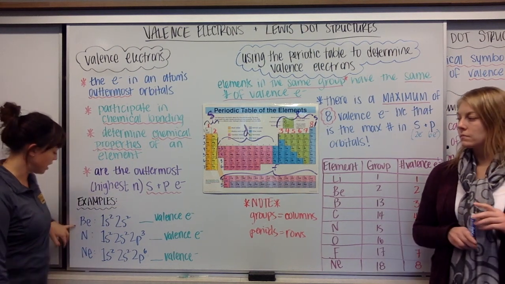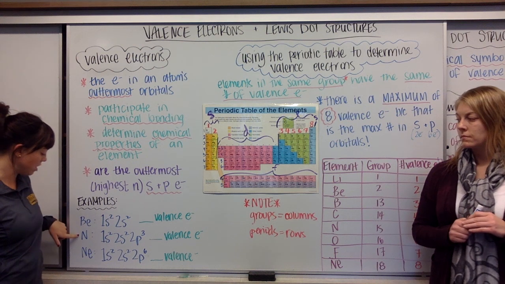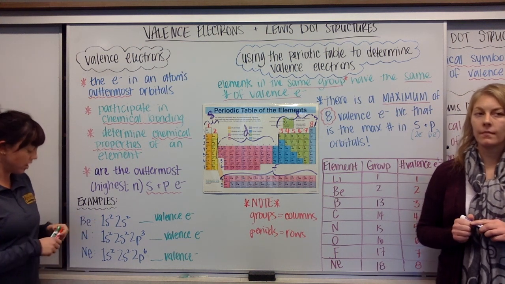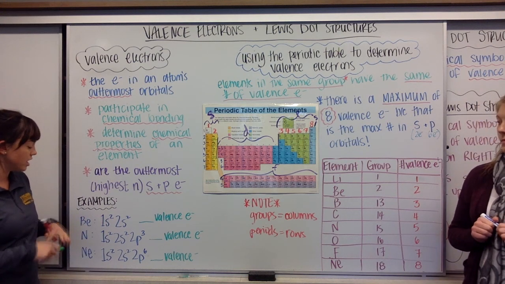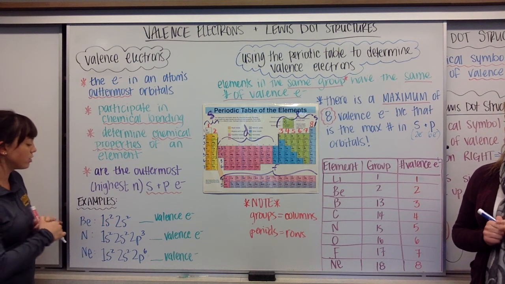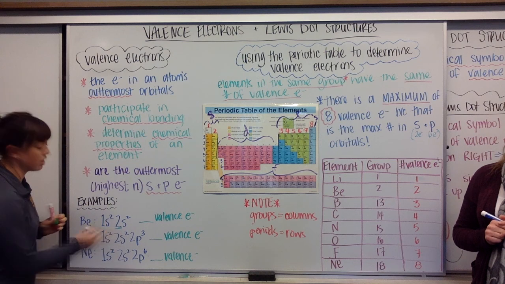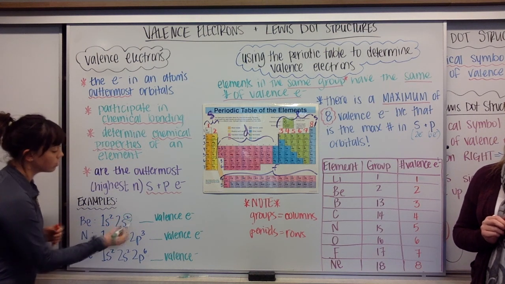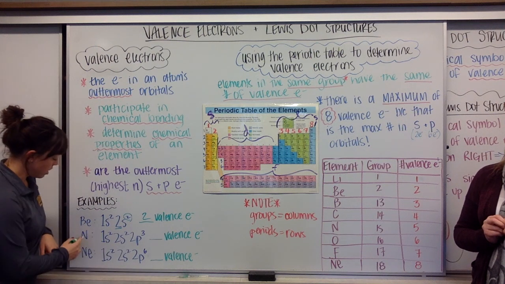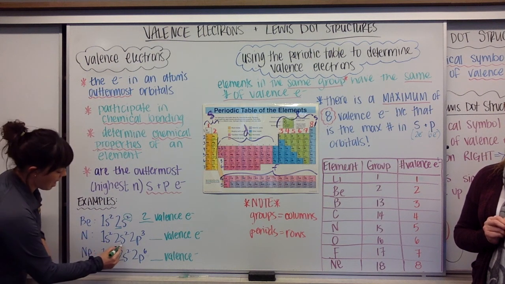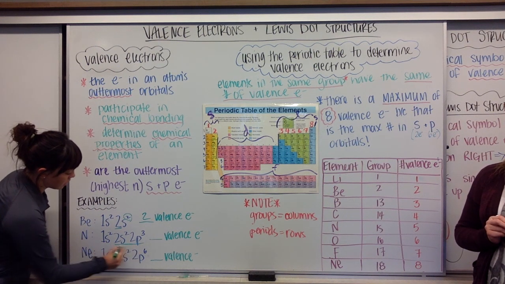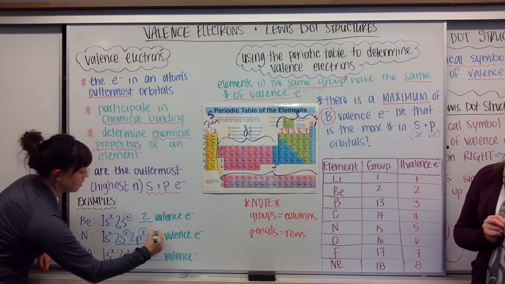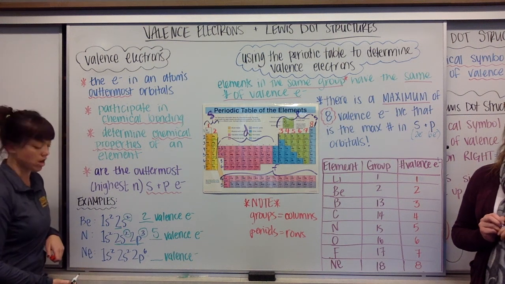So for example, down here we have beryllium, nitrogen, and neon. And you can see that I wrote the electron configurations for these. If we look at the outermost S electrons, they're the ones right here in this second principal energy level. So beryllium has 2 valence electrons. Nitrogen is going to have all of these electrons in the outermost S and P orbitals. So that is going to be 5 valence electrons.